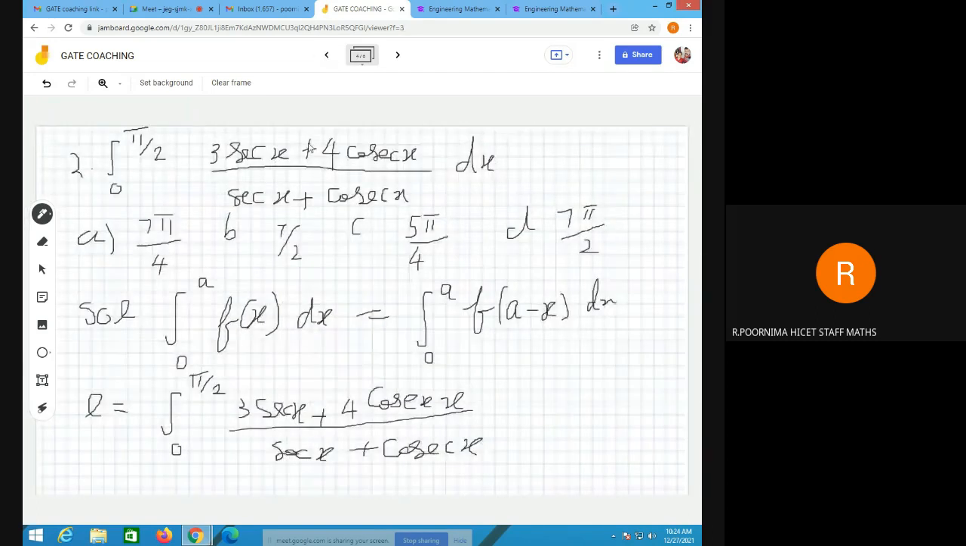In the definite integral, suppose inside the integration you are getting the trigonometry function, you have to apply this property: integral 0 to a f of x dx equals integral 0 to a f of a minus x dx. So the choice is A. That is the correct choice.